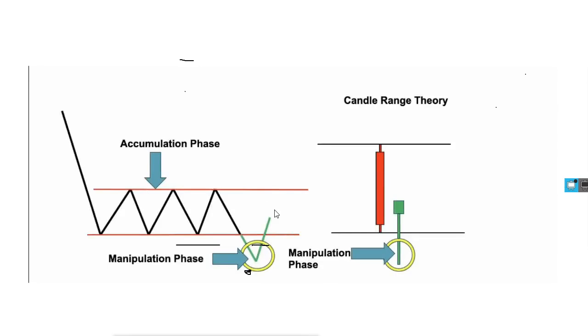This is where we start talking about our CRT pattern. The accumulation phase is going to be the first thing you will see in your CRT pattern. Your accumulation range is the first thing, and that is what we take as our CRT.